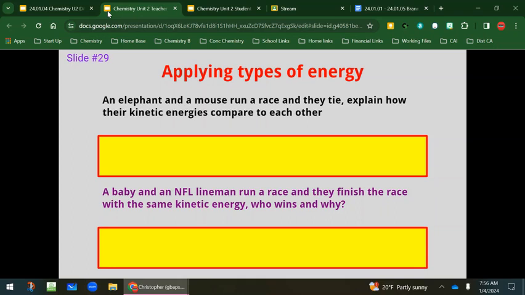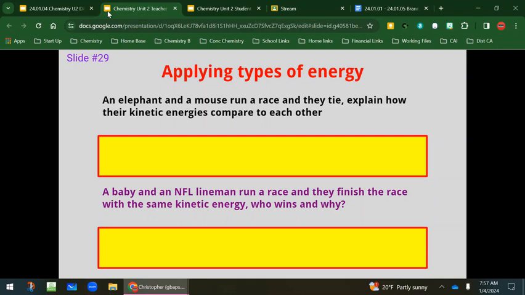Two objects that have different masses have the same kinetic energy. Now if they were moving at the exact same speed, which one would have more kinetic energy? The lineman, just like the question above. The elephant has more kinetic energy than the mouse because they're moving at the same speed, right? Do they have to be moving at the same speed here? No, because it says their kinetic energy is the same.